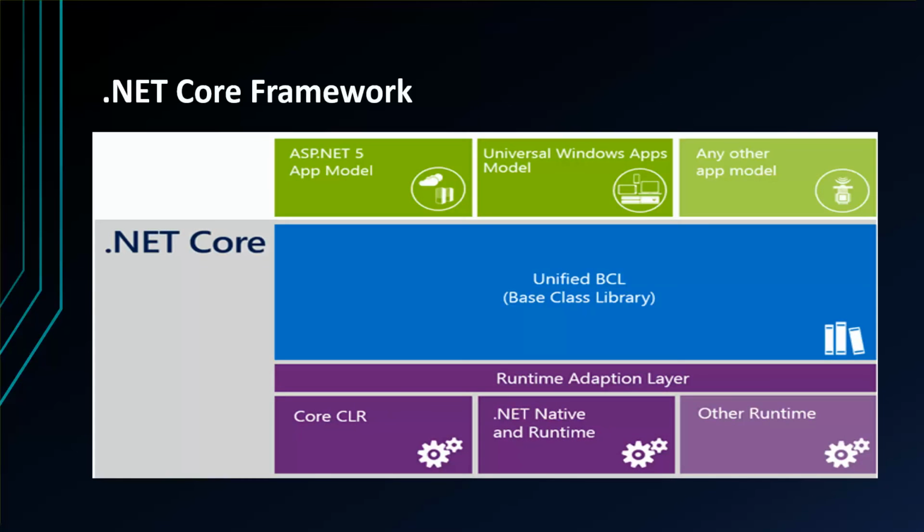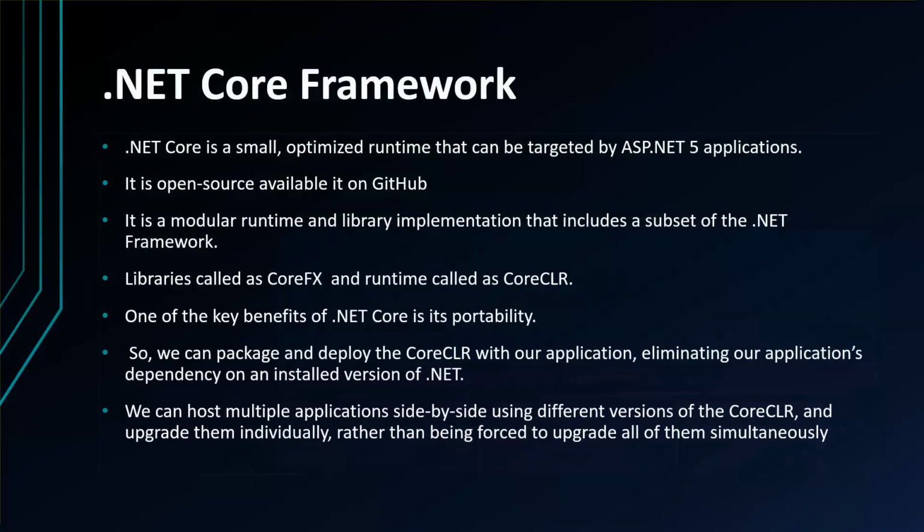The other framework is .NET Core 5. We call this a tiny framework. It is specially designed for web applications, MVC 5, MVC 6 and ASP.NET 5, and any universal Windows apps, any app model. It has a special library and a special runtime as well. So .NET Core is a very small and very optimized version of the framework, mainly designed for ASP.NET 5 and MVC 6 apps.